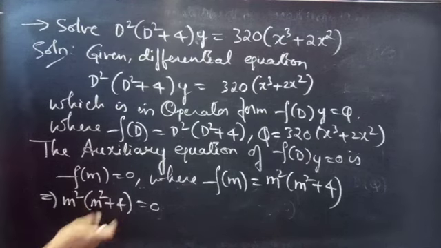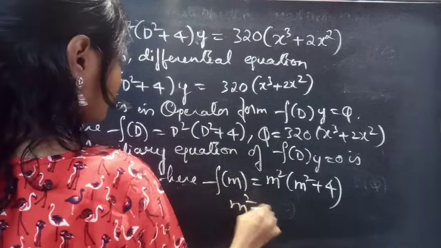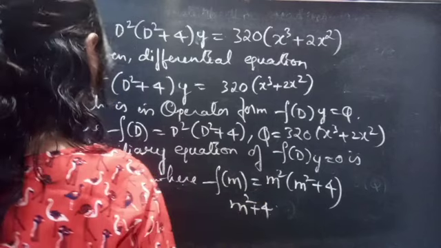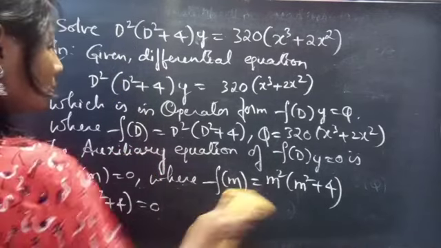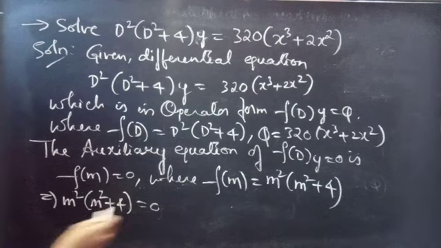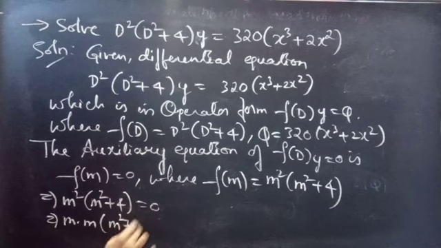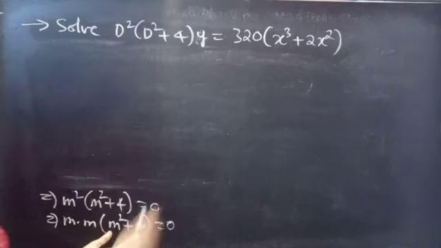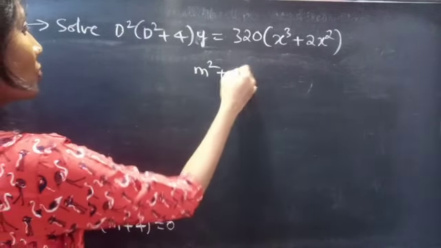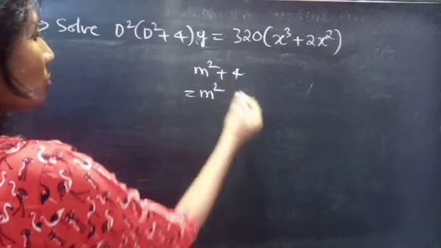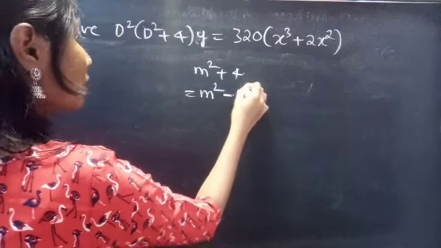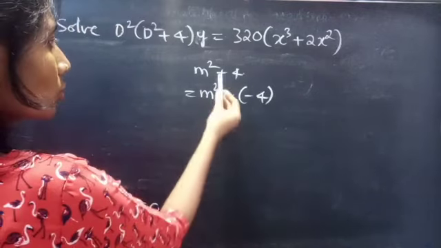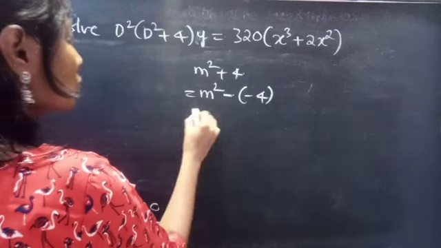Right? We can write this equation as m squared into m squared plus 4 equals to 0. And here we are having m squared plus 4. We can write it as m squared; we can write this plus 4 as minus of minus 4.